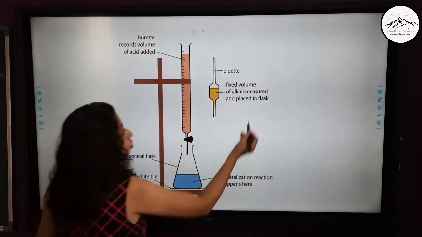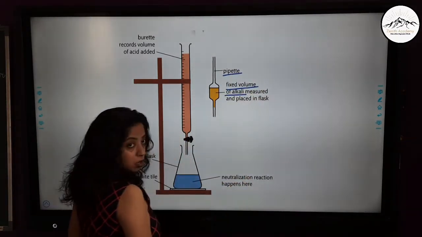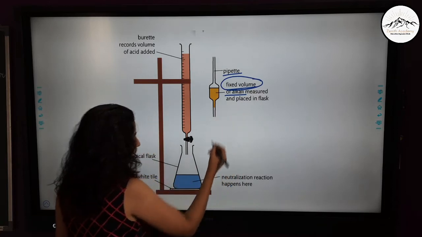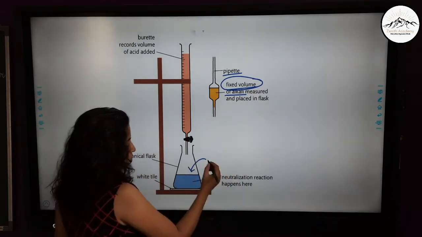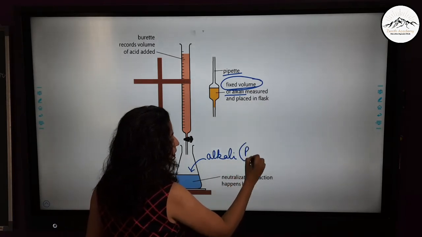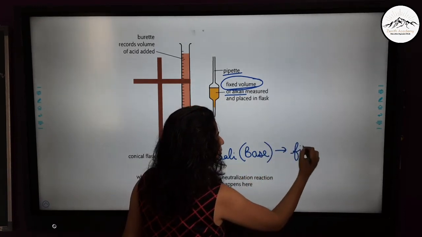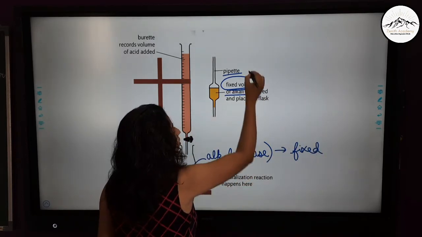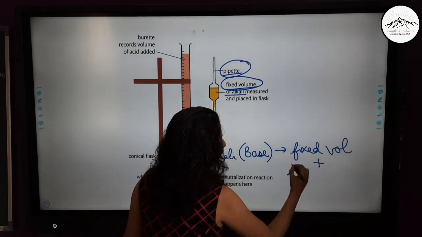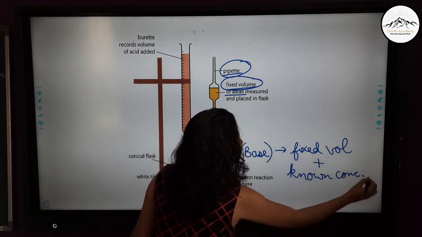Now what we will do, from that measuring flask we will pipette out a fixed volume of alkali. So we will take some fixed volume of alkali and put it in the flask here. So now here we have an alkali, or you can say a base, that is soluble in water. Now this base is of fixed volume because we have measured the volume with the help of a pipette. So this has a fixed volume and we know the concentration of it. So it is of fixed volume and known concentration, right?